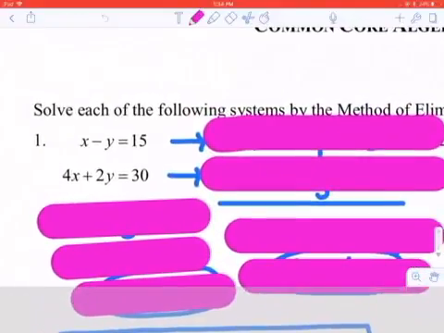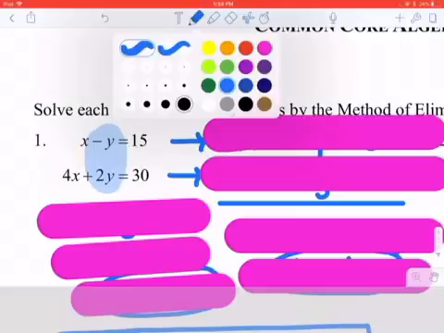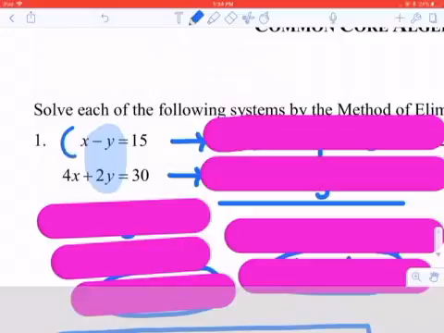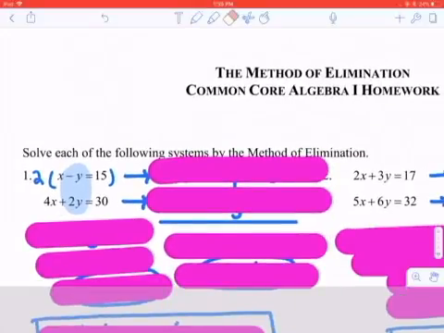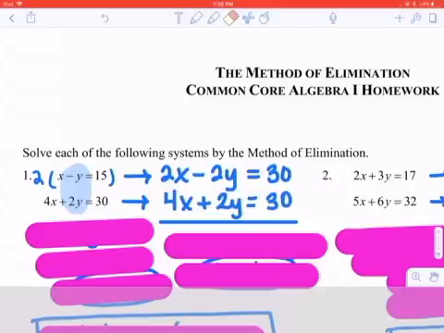So let's take a look at number 1, and you can see right away x and 4x are not opposites, negative y and 2y are also not opposites. But what I'm going to do is work with my y's, and I'm going to multiply the first equation by a positive 2. Because if we do that, our y's will have opposite coefficients. So when I do that, I get 2x minus 2y equals 30. Keep your second equation the same because here we have y's with a negative 2 and positive 2 for coefficients.